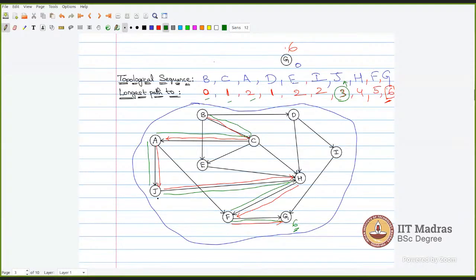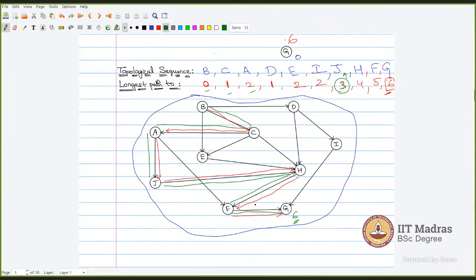So that means J should come. If J comes, A should come. If A comes, C should come. If C comes, B should come. This is how you can traverse back. Yes, clear, friend? Yeah, clear. Thank you. So this is what this number tells us. This is how we find the longest path in a graph also.